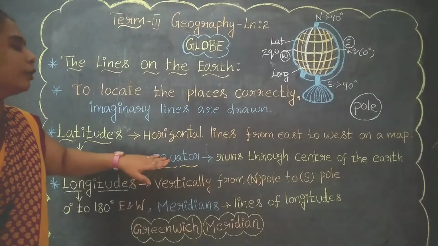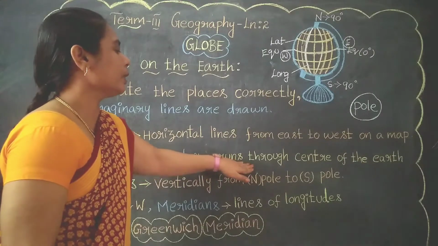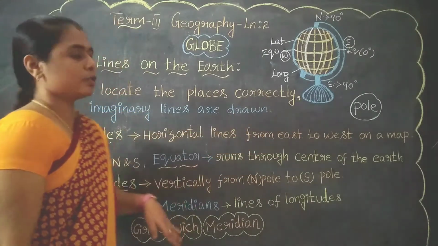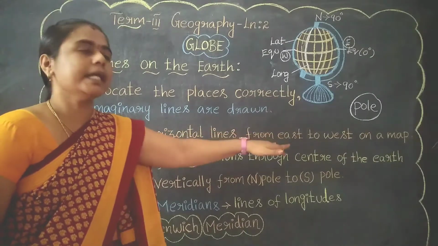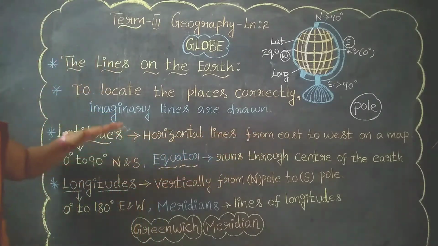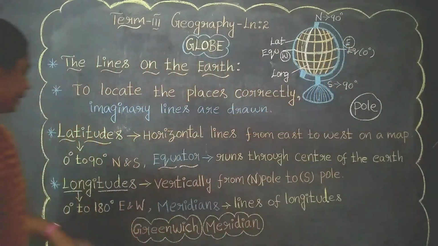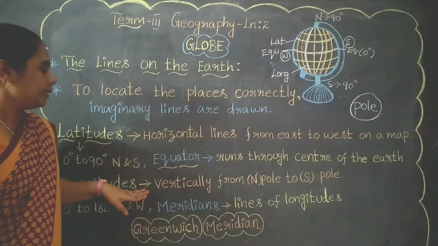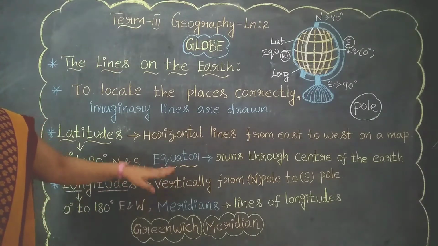Equator, I already told you, is the middle line, which runs through the center of the earth. So, equator is the imaginary line which runs through the center of the earth. That is the equator, the center line. The next one is longitude. Longitude is the imaginary line which runs vertically.